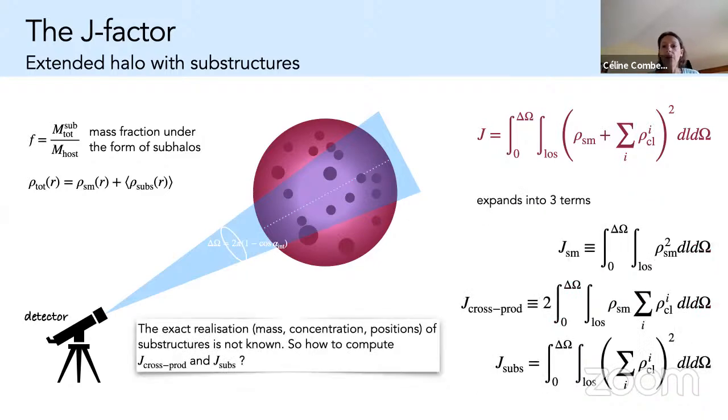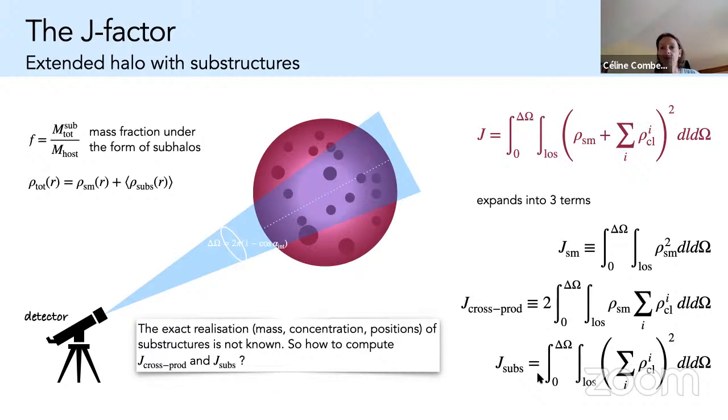Very good. So now we know substructure should, in principle, increase my signal, but the toy model really doesn't help me to get closer to the solution. So I'm going to take my expression here at the top, and I'm going to expand it in three terms. You have the rho smooth squared, you have the cross product between the smooth and the clumps, and you have the squared over all the clumps. And from this, I can't really do anything because I have no idea of the actual realization of the distribution of the substructure in the halo I'm considering.